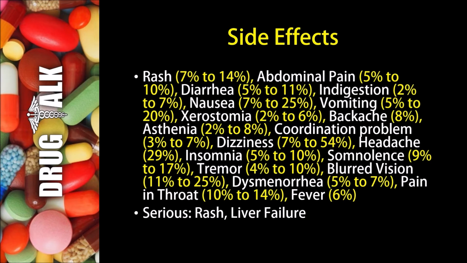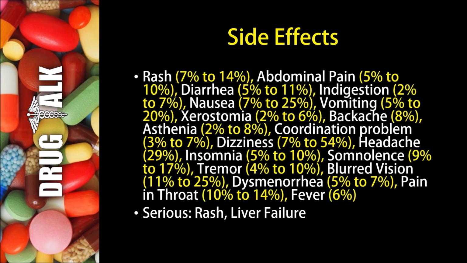Asthenia, or abnormal weakness, may happen 2 to 8% of the time, and 3 to 7% of patients may experience coordination problems. Dizziness may happen 7 to 54% of the time, and 29% of patients may experience a headache. Insomnia may happen 5 to 10% of the time, and 9 to 17% of patients may experience somnolence. A tremor comes in between 4 and 10% of the time, and 11 to 25% may experience blurred vision. Dysmenorrhea comes in between 5 and 7%, and 10 to 14% may experience a pain in the throat. And fever comes in at 6%.